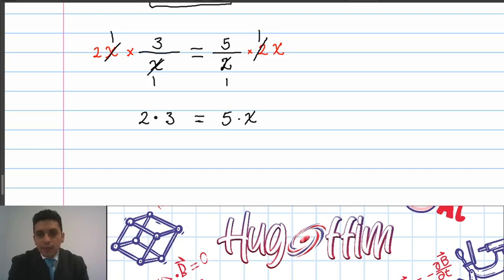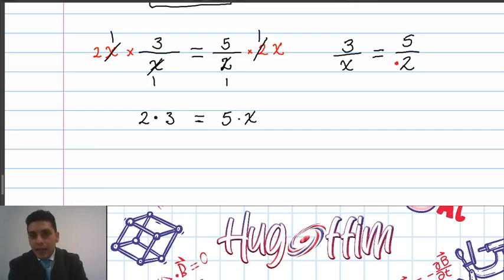Okay? So why do we call it the cross product? You can call it the cross product because, as you can see, what I'm doing is kind of a cross. I'm taking this 2 here to multiply and taking this x here to multiply. So this is why we call it cross product.